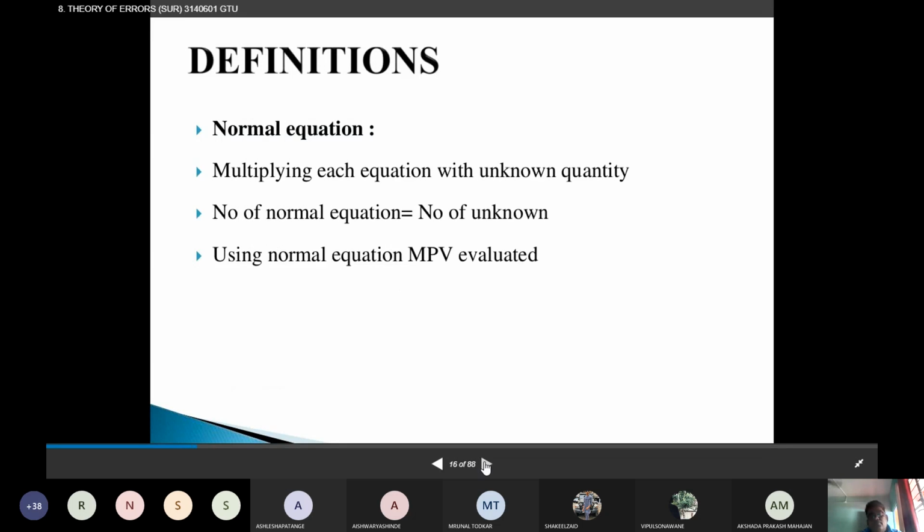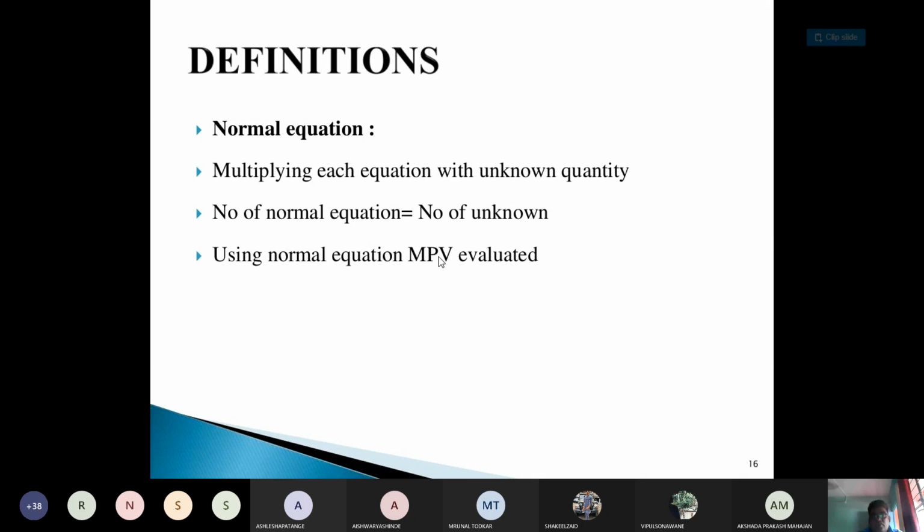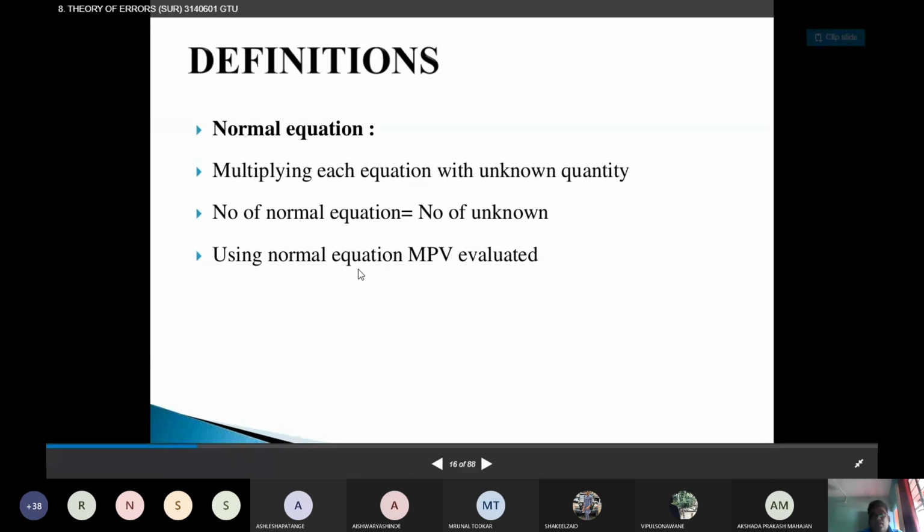The next, normal equation. What about the normal equation? It is multiplying each equation by the unknown quantities. Please remember and note down this point. A normal equation is nothing but multiplying each equation by the unknown quantity. So the number of normal equations is equal to the number of unknowns. Using the normal equations, the most probable values must be found out.